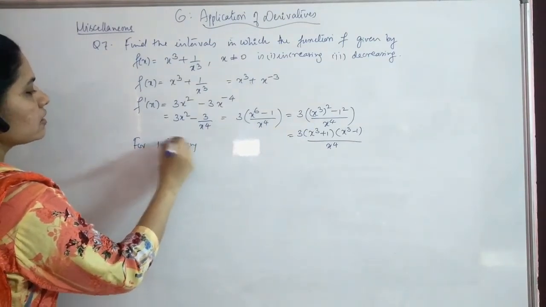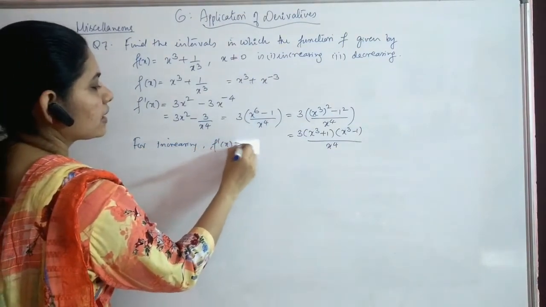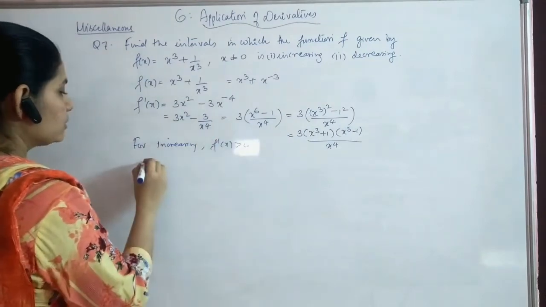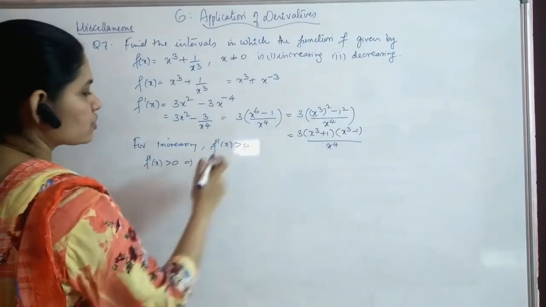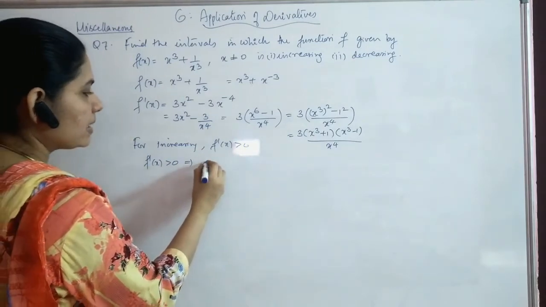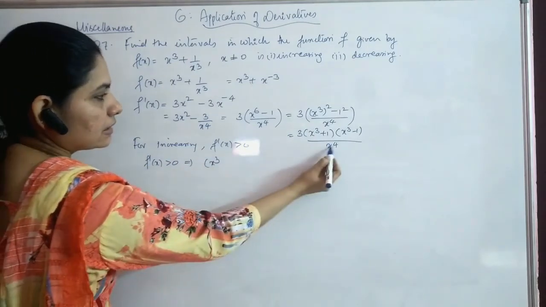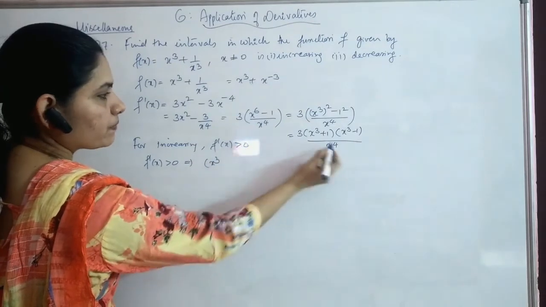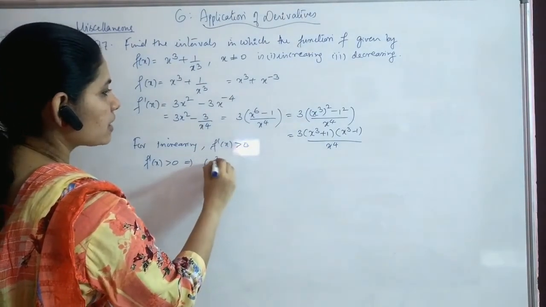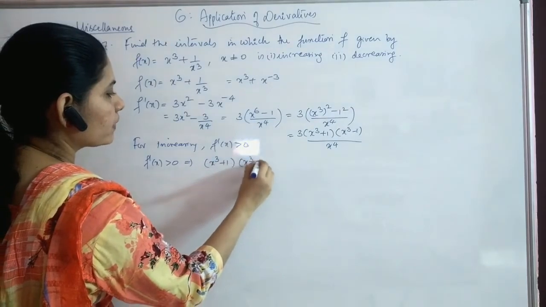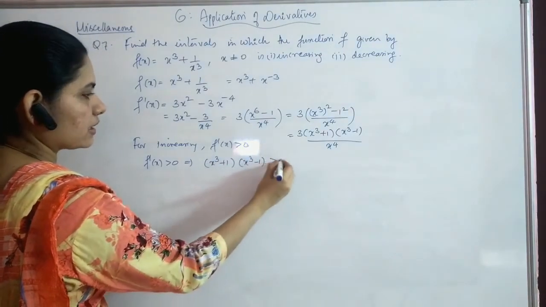For increasing, you should have f dash of x greater than 0. That means this term should be greater than 0. This term will every time be greater than 0 because its power is 4, a positive power. So you need to check for these two, and whether the product is greater than 0, right?